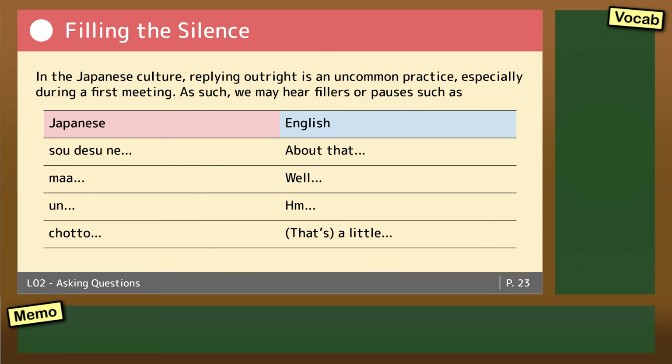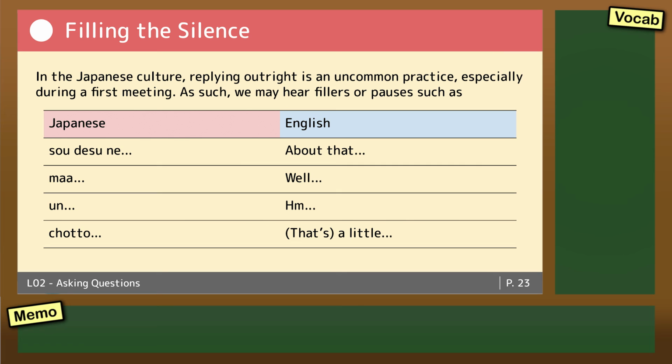In the Japanese culture, replying outright with a strict yes or no is an uncommon practice, especially during a first meeting. As such, we may hear fillers or pauses. In English, we have um and well. But in the Japanese language, we can use the following phrases to fill in the silence and soften our replies. These fillers can also help you buy some time as you organize your thoughts and construct your replies.